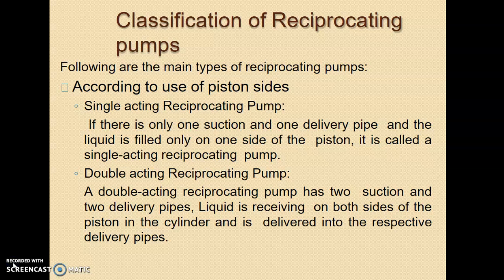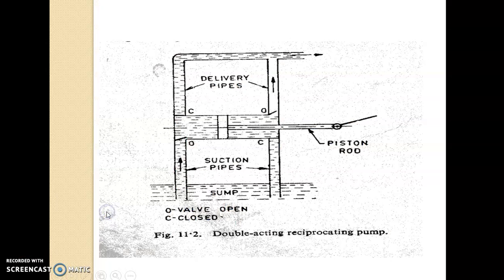So now we are coming to the next part of reciprocating pump, that is classification of reciprocating pumps. When we classify reciprocating pumps according to the piston sides, we have two types. One is single acting reciprocating pump and the second one is double acting reciprocating pump. The one we have discussed now was our single acting reciprocating pump. Now what is basically a double acting reciprocating pump? We can see on the next slide.